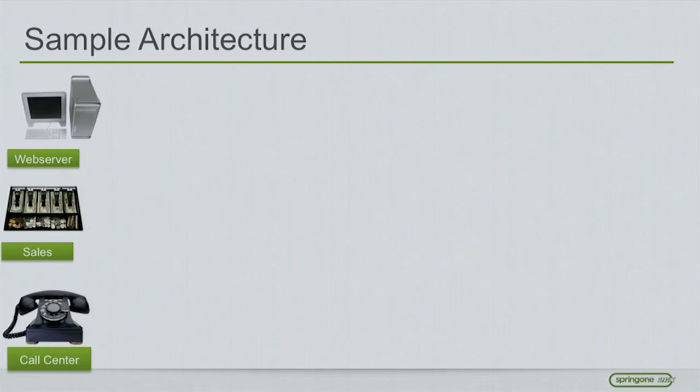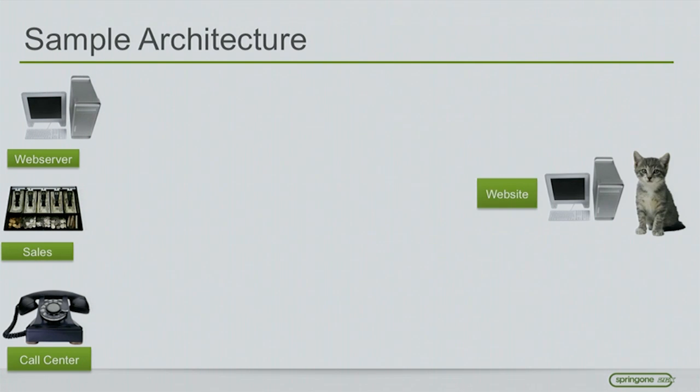So I whipped up a little sample architecture just to give you an idea of how this all fits together. Say I have 3 data sources: my web server, like sales on my website, and a call center that's coming through. So 3 very different types of data sources. And at the end, I want to have my website, with my user sitting there who wants to get some meaningful stuff out of it.